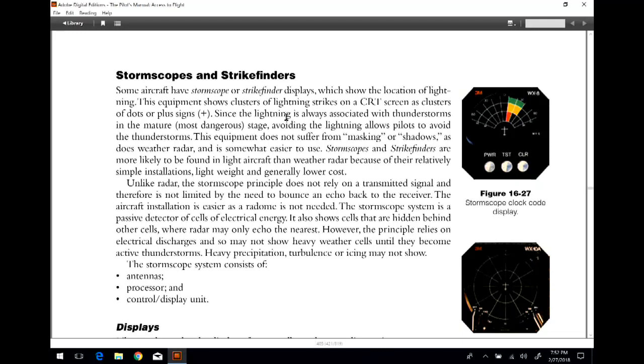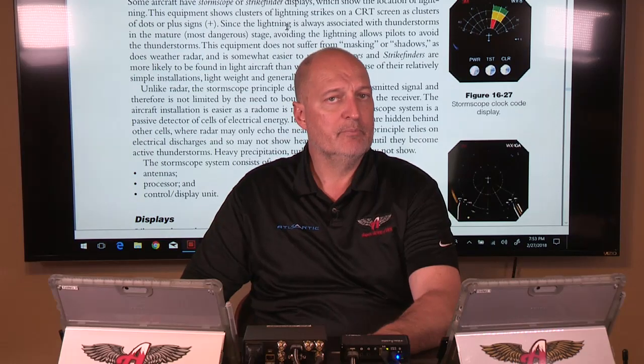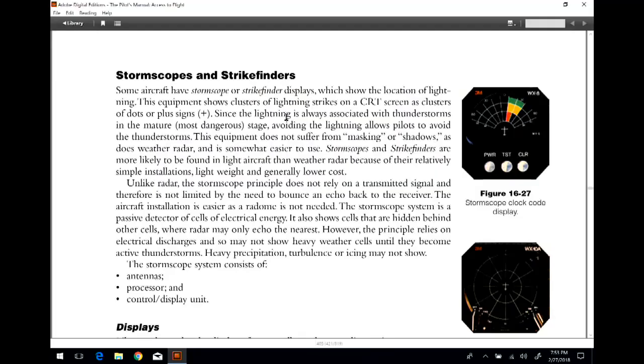Storm scopes. A storm scope basically is a lightning detector. What is always present in a thunderstorm? You better know this. Lightning. Otherwise, why would they call it a thunderstorm? They would just call it a storm. So you have lightning that's present. So wouldn't it be cool if you had a way to detect lightning? Well, that's pretty much what a strike finder or a storm scope does.